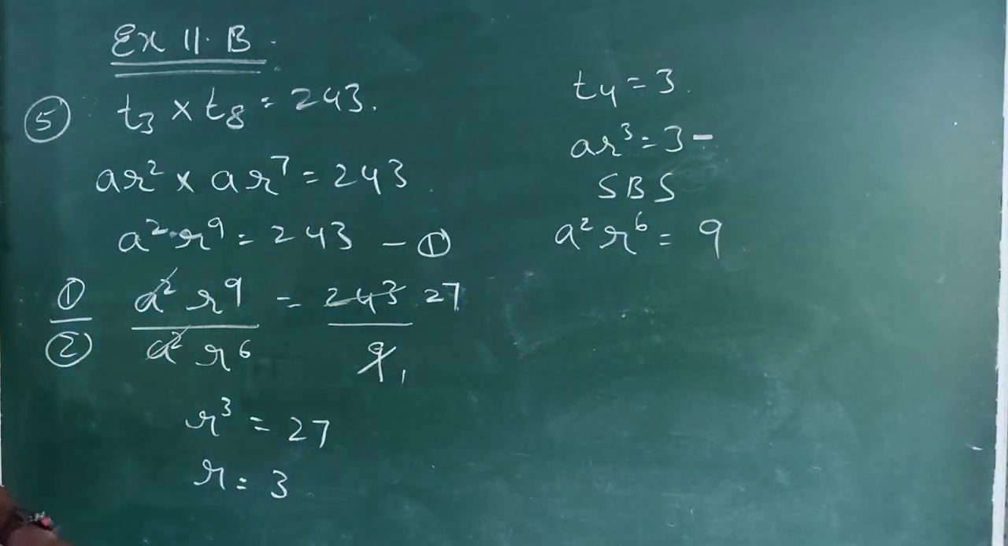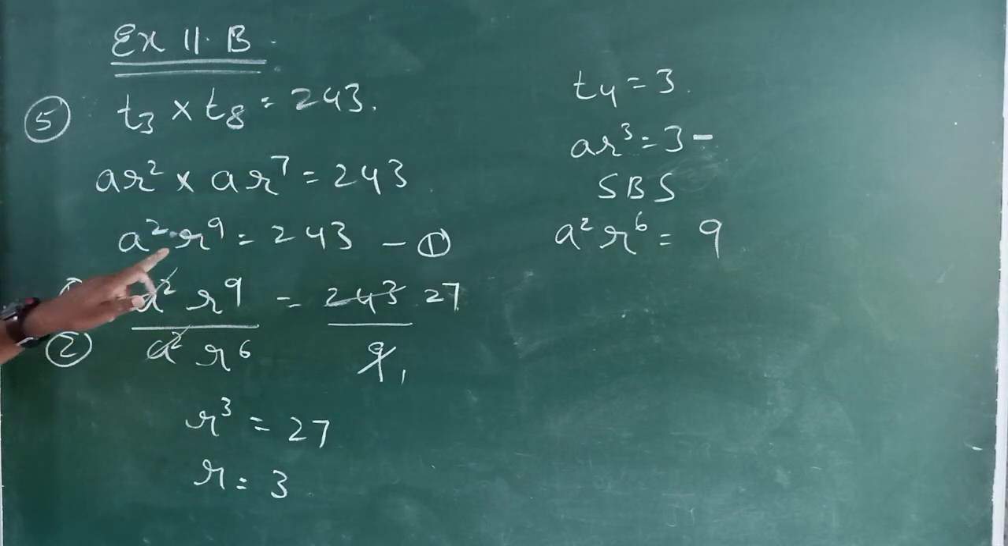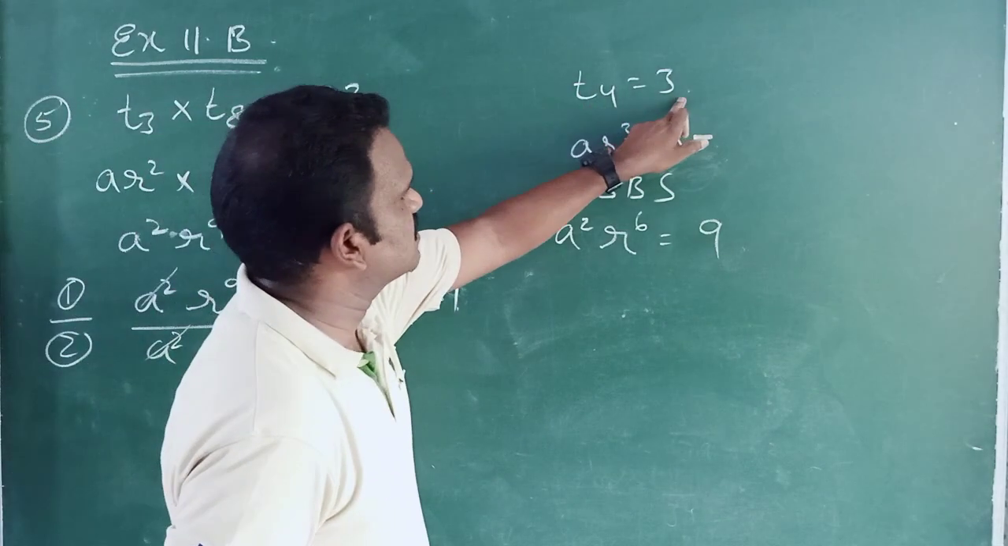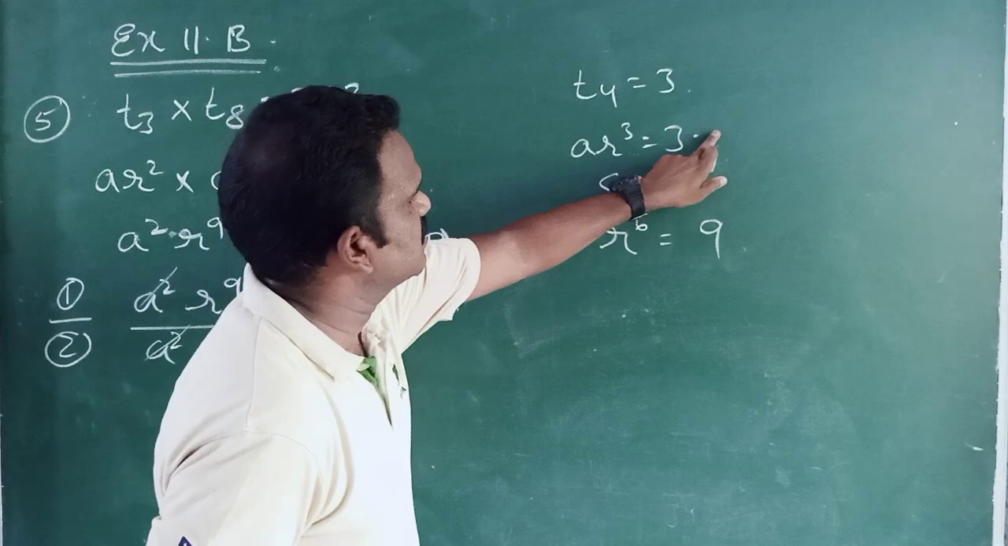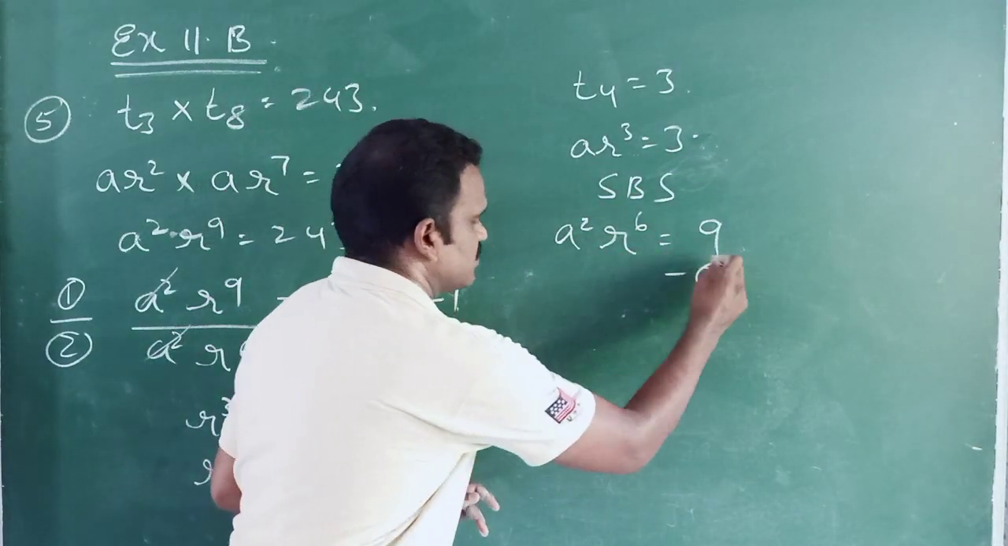Once again, fifth sum. The product of the third term and the eighth term is 243. Third term is AR square into AR to the power of 7 is equal to 243. A square R to the power of 9 is equal to 243. Mark it as first equation. T4 we got as 3, so AR cube is equal to 3. Squaring on both sides, A square R power of 6 is equal to 9. Mark it as second equation.